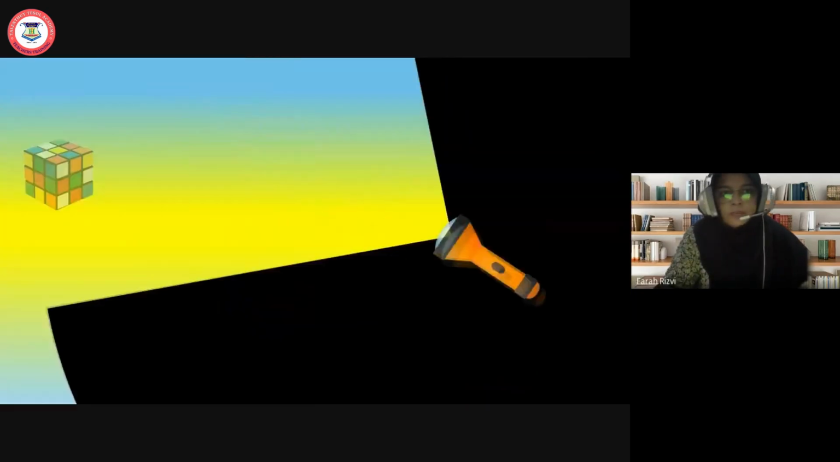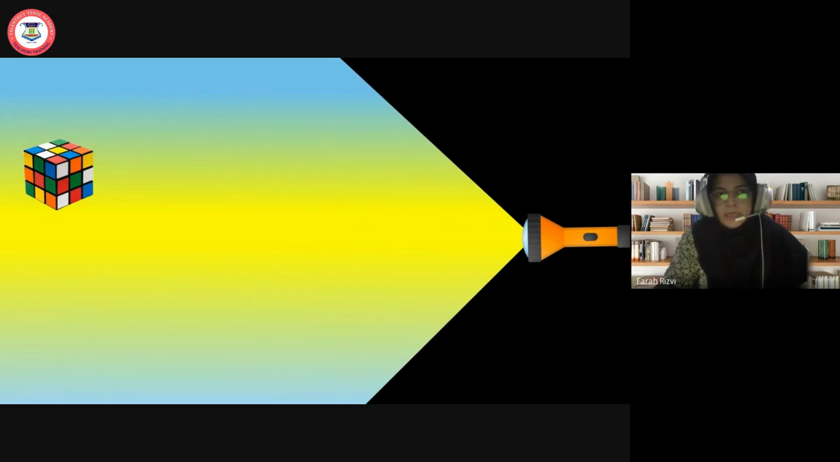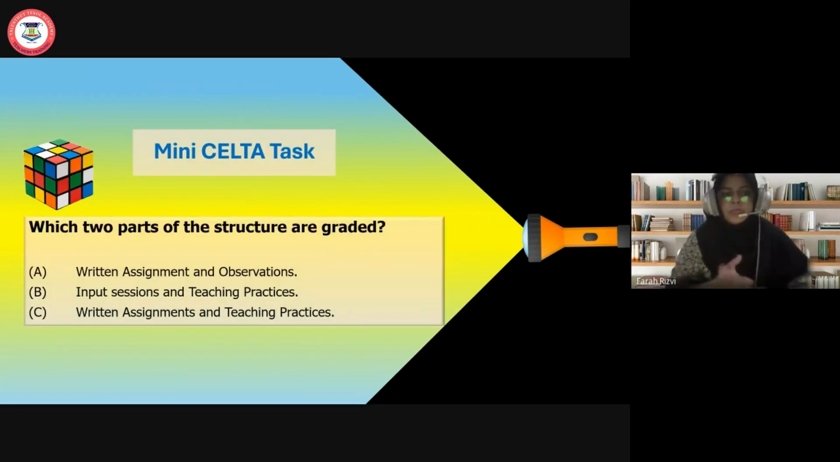So here, one more mini CELTA task for all of you. Which two parts of the structure are graded? A, B, C. Anyone? I need a volunteer.